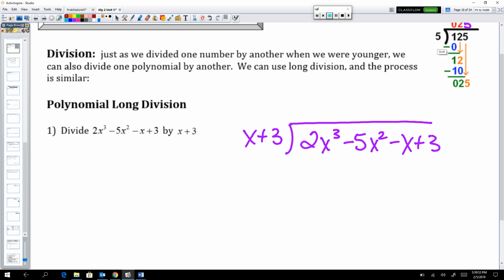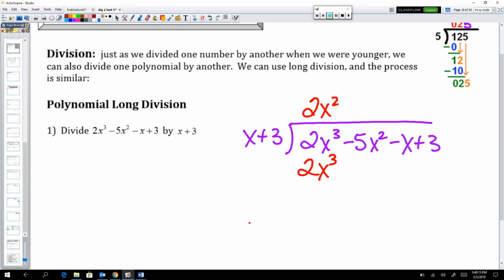Just like what do I have to multiply 5 by to make the 12, okay? And of course, you've already thought of this. You're probably yelling at the screen. Oh, it's 2x squared, right? So when we come up with what goes up there, we say, okay, just like the 2 times 5 is 10 in here, 2x squared times x is 2x cubed, which is what we were engineering for ourselves.